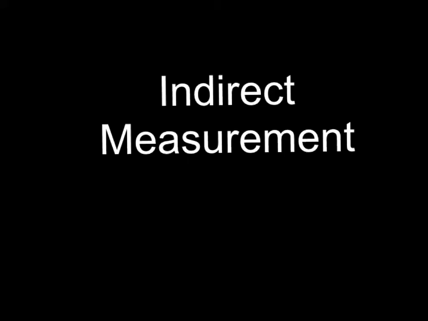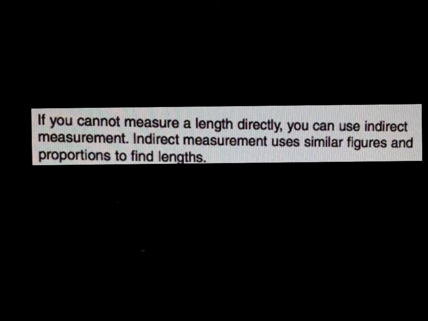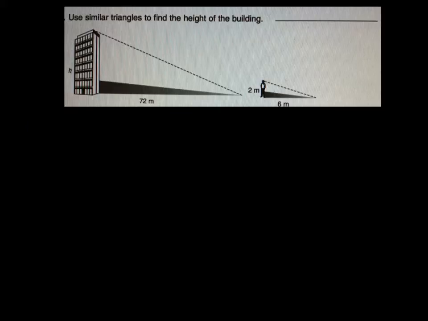Today we're going to take a look at indirect measurement. We use indirect measurement when you can't measure a length directly. We can use it to figure out how long something is, and it builds on the idea of similar figures and proportions to find missing lengths. Let's take a look at a problem together and see how what you know about similar figures can be used here to find the height of a really tall building.